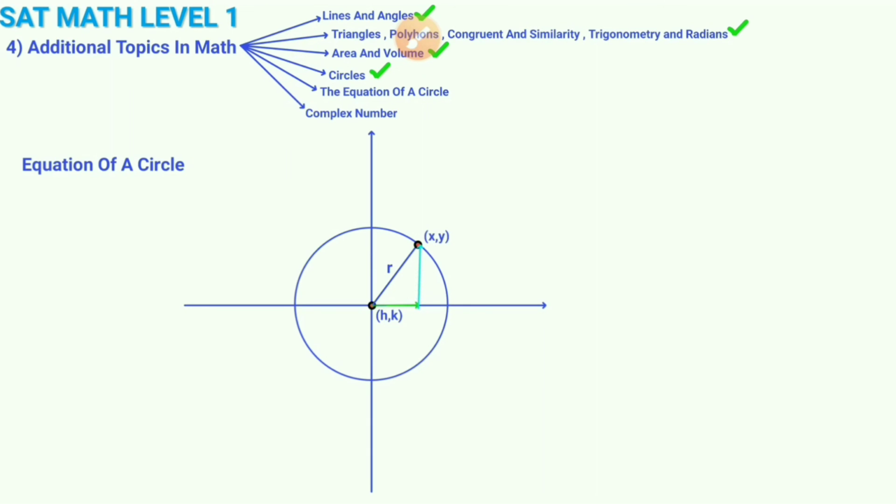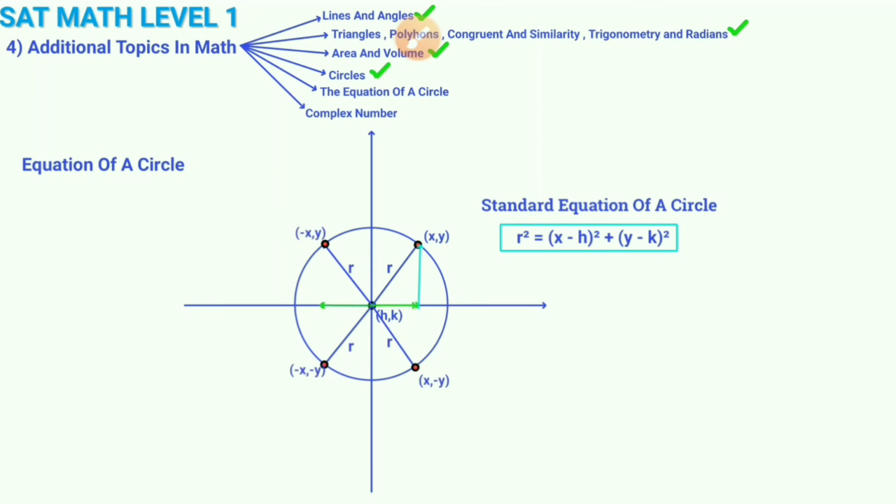Let's say that we have a circle, and now let me show you how to find the equation. There you go. This is the standard equation of a circle, and it doesn't matter which point you want to go at, it will always give the same equation.